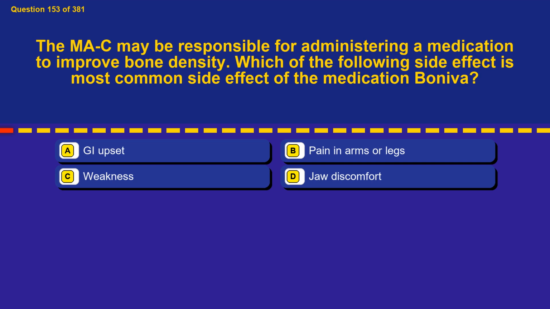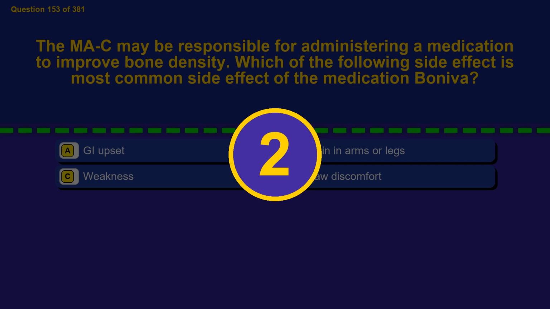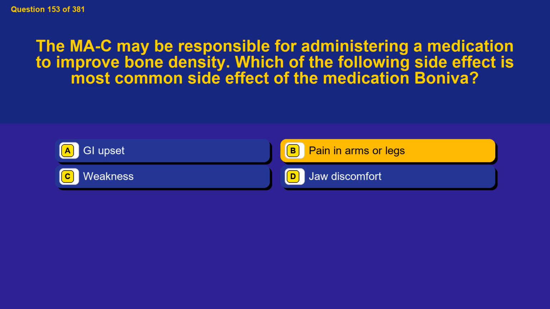Question 153. The MA may be responsible for administering a medication to improve bone density. Which of the following is the most common side effect of the medication Boniva? Option A, GI upset. Option B, pain in arms or legs. Option C, weakness. Option D, jaw discomfort. The correct answer is option B, pain in arms or legs.